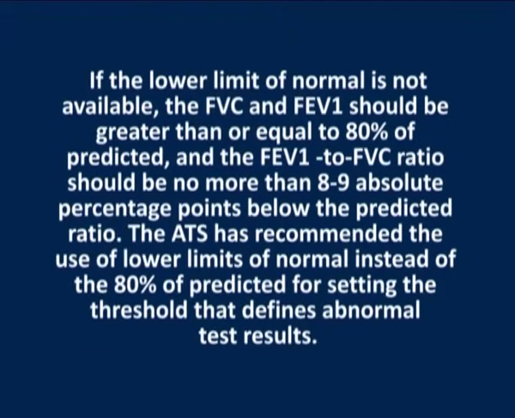If the lower limit of normal is not available, the FVC and FEV1 should be greater than or equal to 80% of predicted, and the FEV1/FVC ratio should be no more than 8 to 9 absolute percentage points below the predicted ratio. The ATS has recommended the use of lower limits of normal instead of 80% of predicted for setting the threshold that defines abnormal test results.